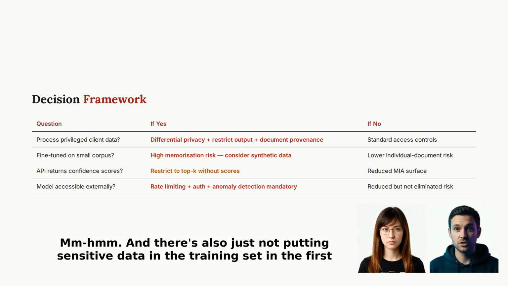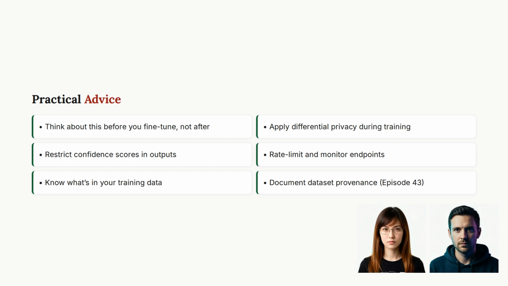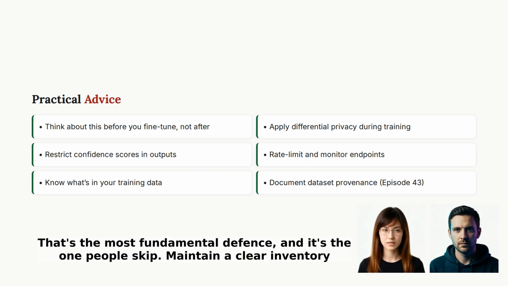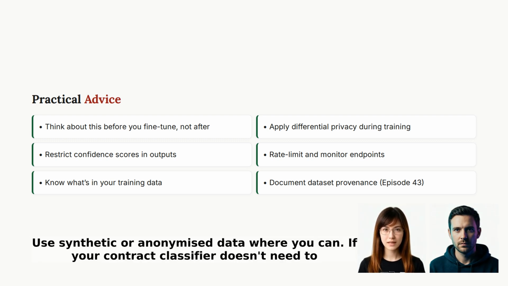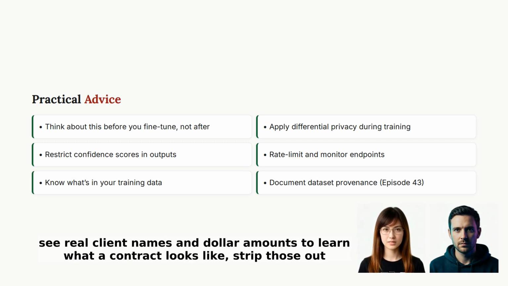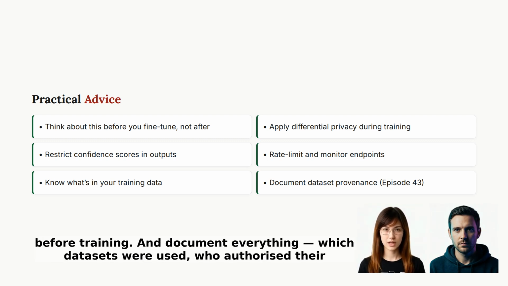And there's also just not putting sensitive data in the training set in the first place. That's the most fundamental defense, and it's the one people skip. Maintain a clear inventory of what's in your training data. Separate privileged documents from general legal knowledge. Use synthetic or anonymized data where you can. If your contract classifier doesn't need to see real client names and dollar amounts to learn what a contract looks like, strip those out before training.